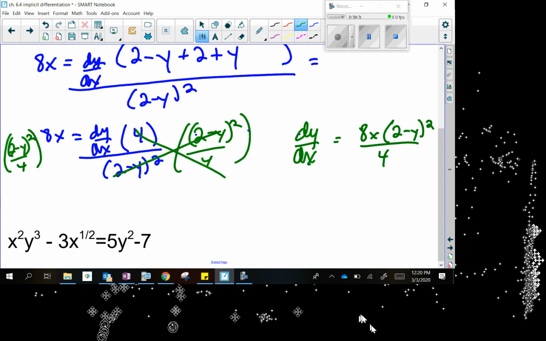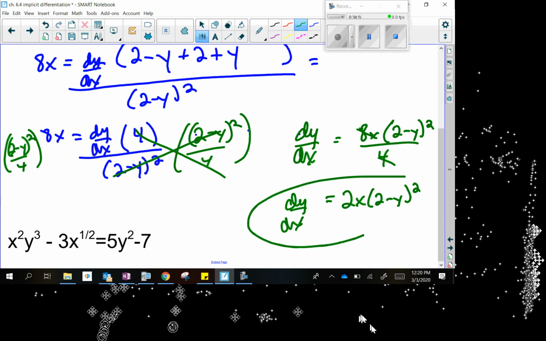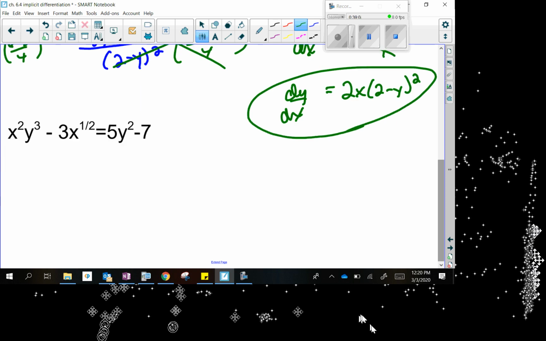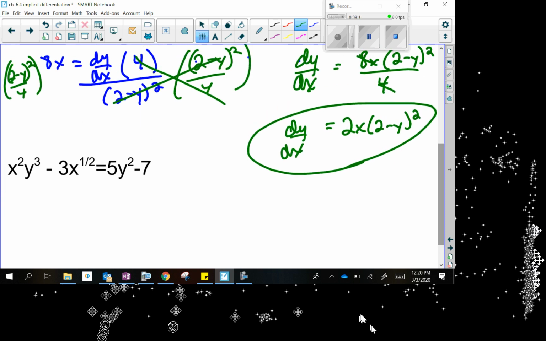And then what can we do to that? Right, the 8 and the 4 becomes 2. So actually that simplifies nicely. So it just becomes 2x over 2 minus y squared. Okay, questions about that?